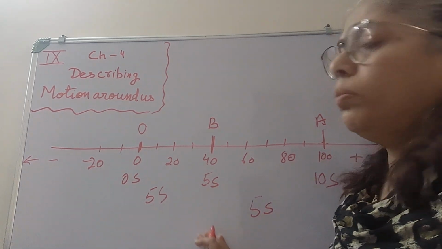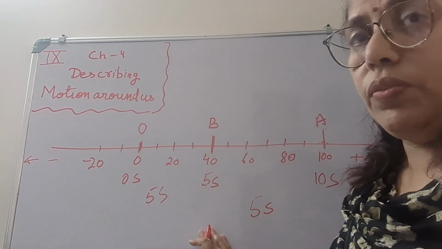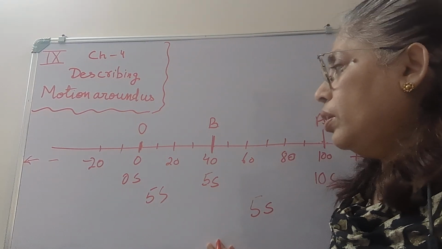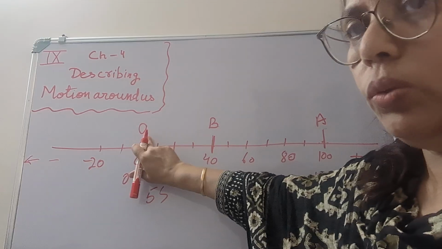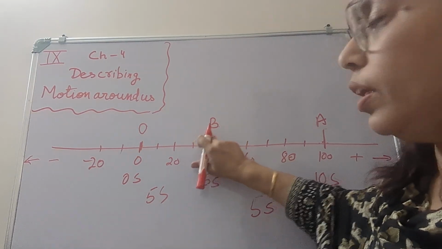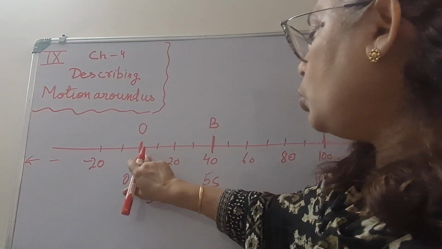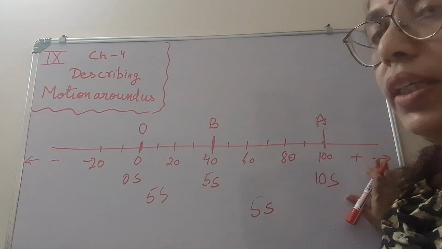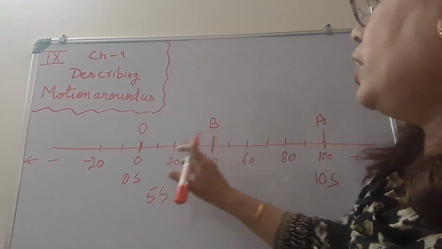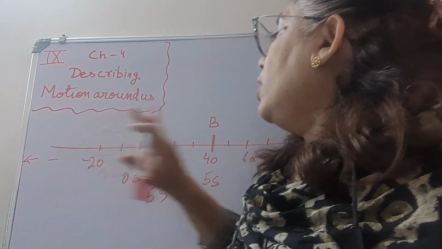Let us study more about displacement, distance, time interval, and instant of time. In this line, we have our object at position O. It is moving towards B and then towards A. Moving from the 0 point to 100 meters, on the right side, is a positive sign. If it moves to the left side, then it is a negative sign.